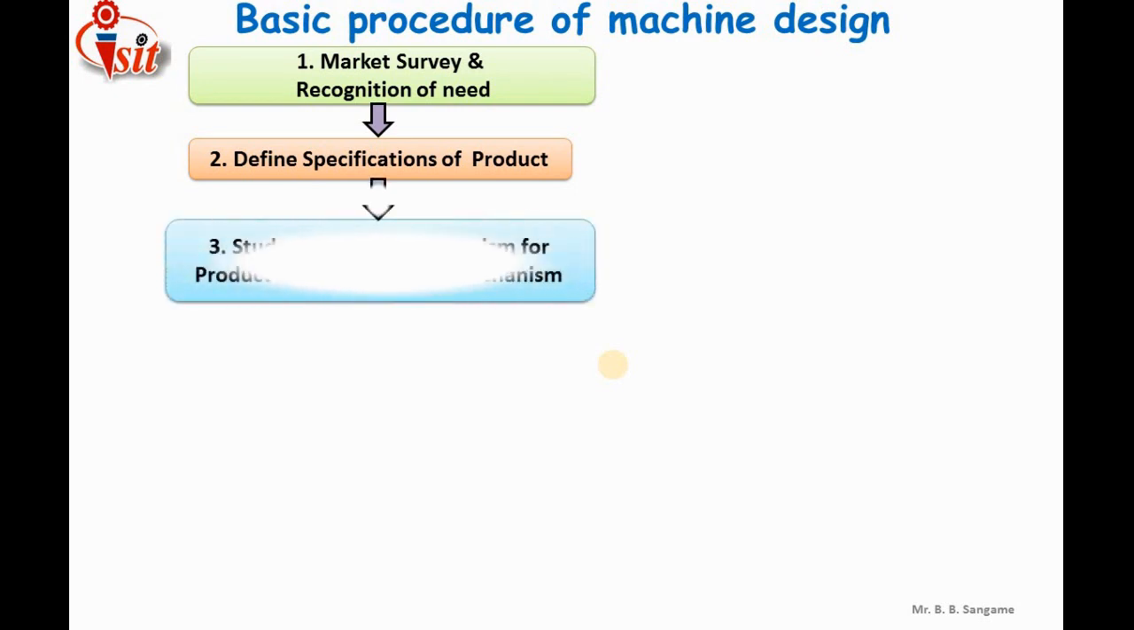The second step is to define the specifications of the product. At this step, the design engineer has to convert the need of the customer into technical terms, that is, in terms of specification of the product. The third step of design is study of alternative mechanisms for the product and select the proper mechanism. At this stage, the design engineer has to study the different types of alternative mechanisms, compare the various mechanisms, and select the best mechanism for his machine.